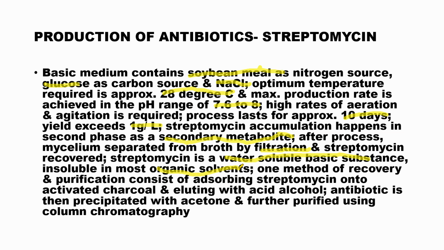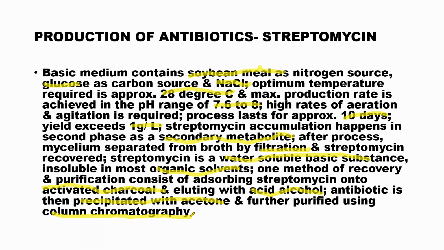So how are we going for recovery? By adsorbing on activated charcoal. We will adsorb streptomycin on activated charcoal, and then in the next step, we will elute it out by acid alcohol. After that, the antibiotic is precipitated with acetone and purified using column chromatography.